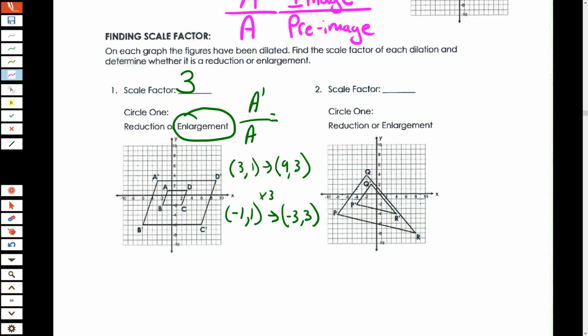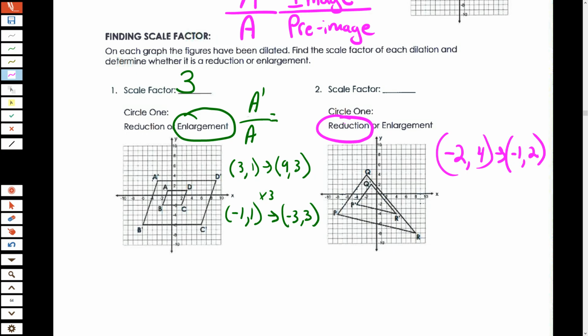All right, so this one, it looks like our image is smaller than our original. So we are going to call this one a reduction. And we're going to do the same thing to figure out our scale factor. Let's choose a point. I don't know, let's go Q. Let's see, point Q, the original, is -2, +4. Let's see what it turns into. Let's see, -1, +2.